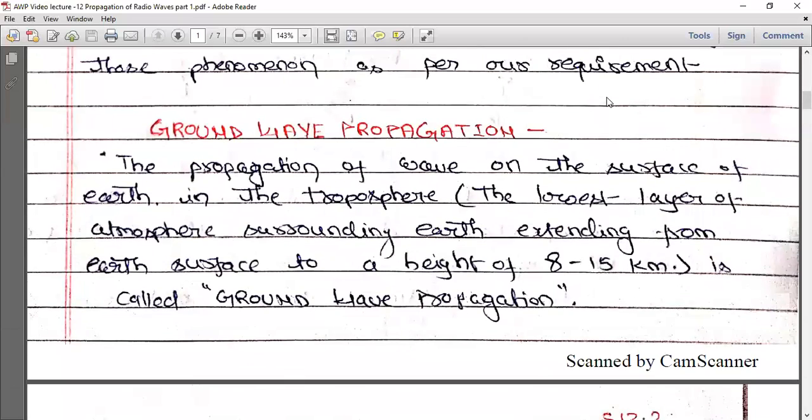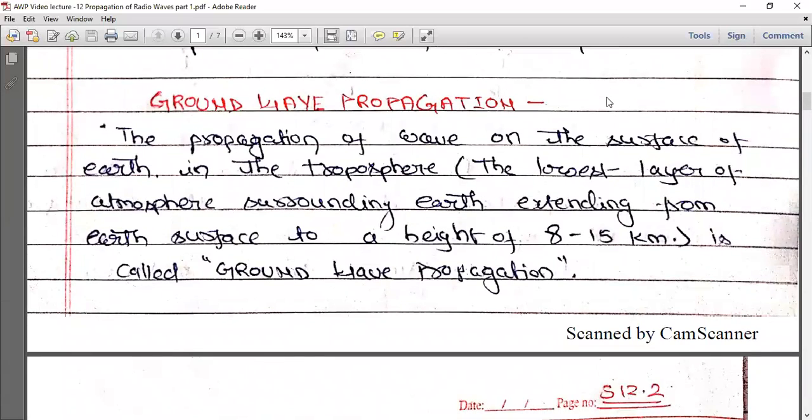Okay, so the first mode of propagation we will consider is ground wave propagation. Ground wave propagation is the propagation in the first layer of the atmosphere surrounding the Earth's surface. That means the troposphere itself. So this propagation will be in between the Earth's surface and the troposphere, within the troposphere itself.